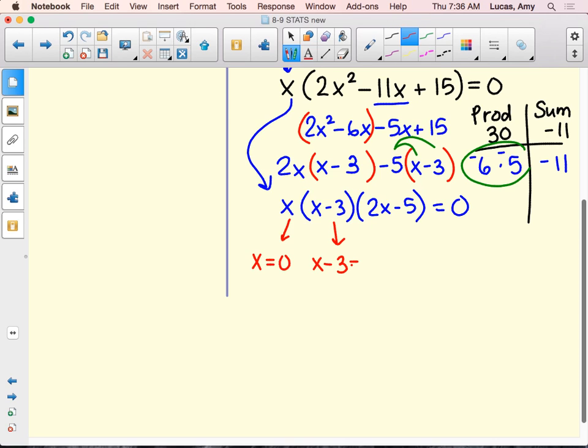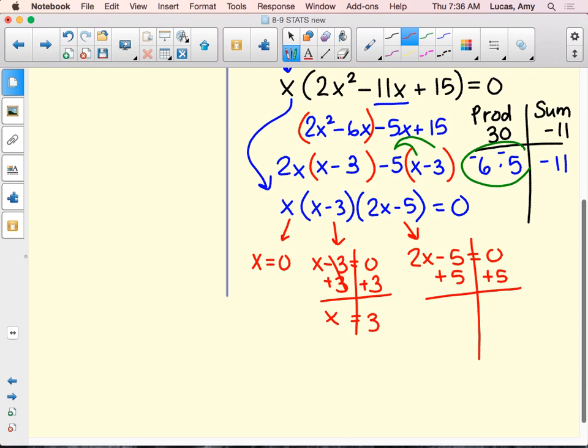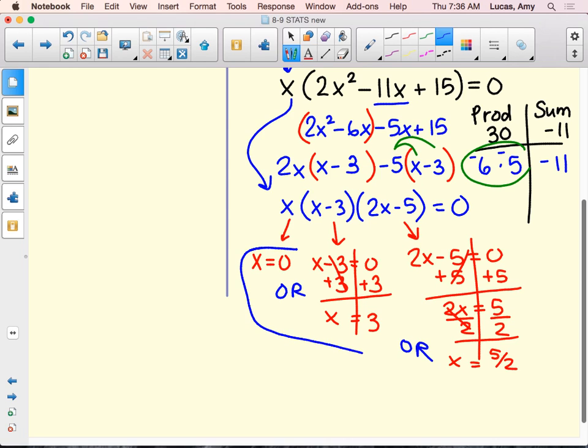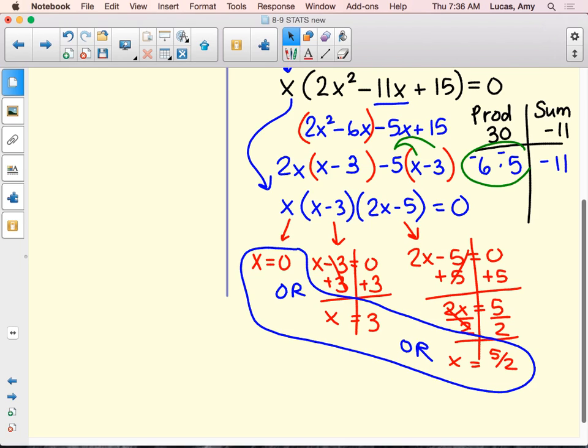The next one, I set equal to 0, and I get x equals 3. And then the last one, 2x minus 5 equals 0. Add 5, and 2x equals 5. Divide by 2, x equals 5 halves. So we have 3 solutions here. So 0, 3, 5 halves for our final example.